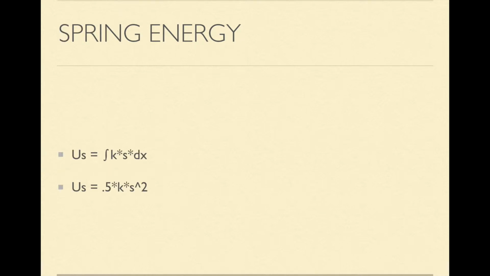The spring potential energy is half of the spring constant times s squared, where s is the distance of the block from the relaxed length. This equation comes from integrating the spring force, Ks, with respect to s, the distance from its relaxed length.